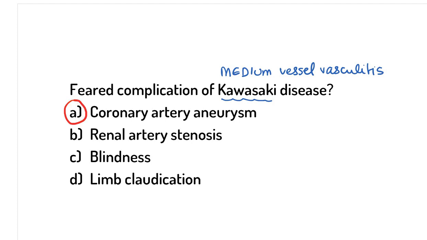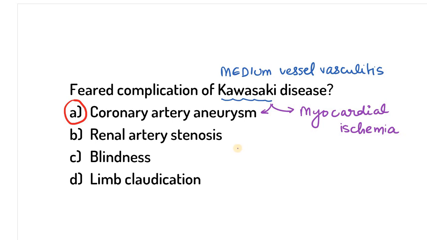Very, very important. There are two important complications which can occur due to involvement of the coronary artery. One is a coronary artery aneurysm. Second is that it can be associated with myocardial ischemia. Because of decreased blood flowing through the coronary artery, there can be development of myocardial ischemia. Okay, Kawasaki is a very important question for your exams.